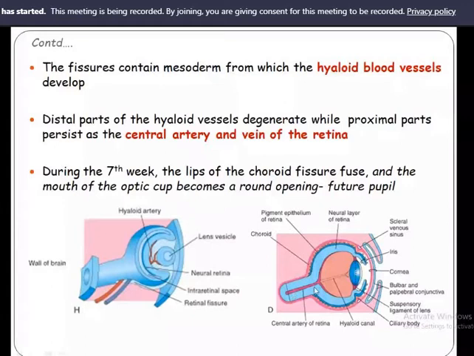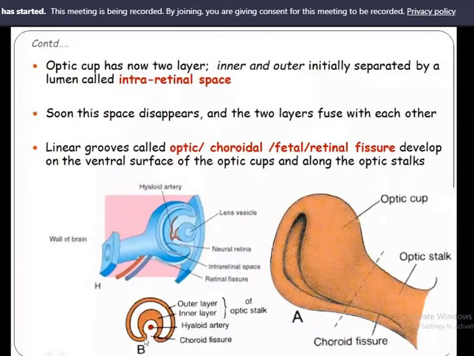Now the next one is, during the 7th week, the lip of the choroid fissure. Can you see the lip of the choroid fissure? These two are the lip of the choroid fissure. Those will approach each other and they get fused. The choroid fissure has to fuse. Okay. Now later on this choroid fissure will disappear.